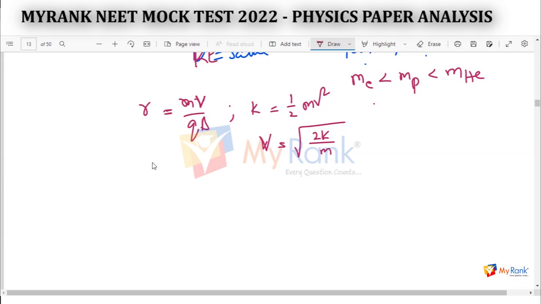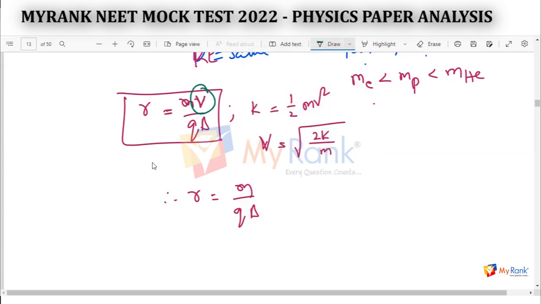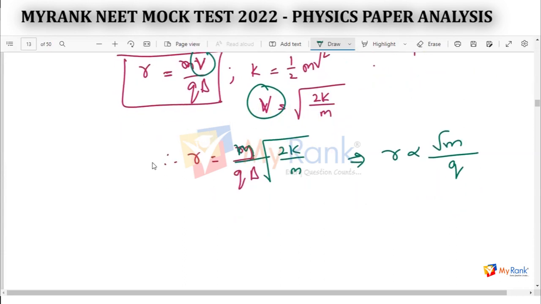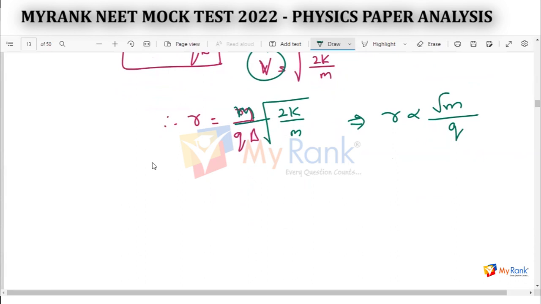Right? R is nothing but m v by qB. From here I'm writing, in place of v, root over 2K by m. So this implies that the radius is directly proportional to root over mass, since K is constant, and inversely proportional to charge. When you bring the mass into the square root, it should be written as m square, one m gets cancelled, one is left there. Here K and B are constants, friends. Kinetic energy is the same, and the magnetic field is also constant. So we have to take this relation as help.